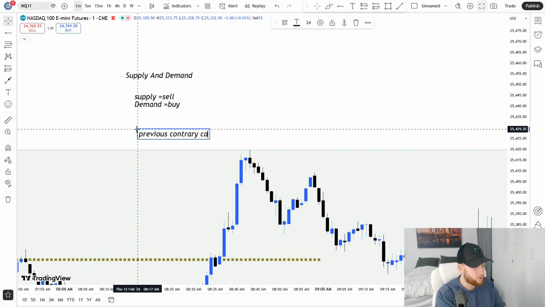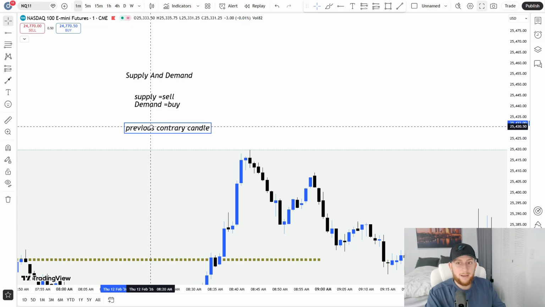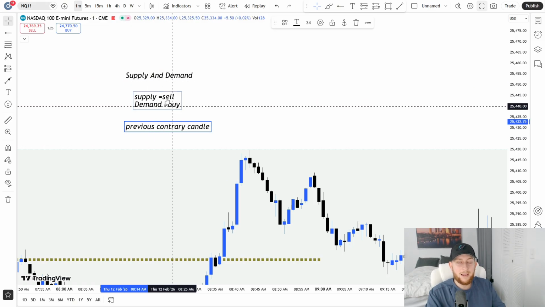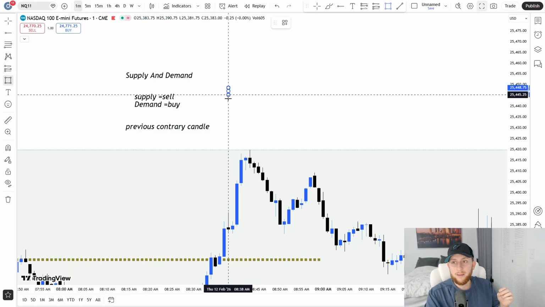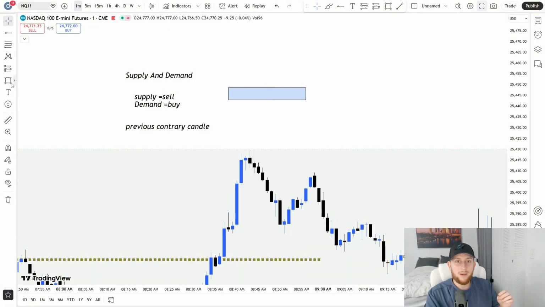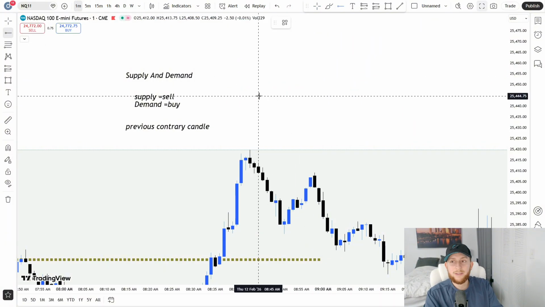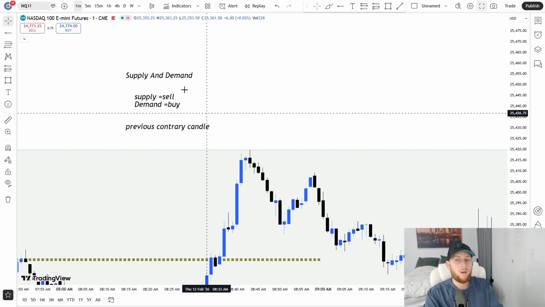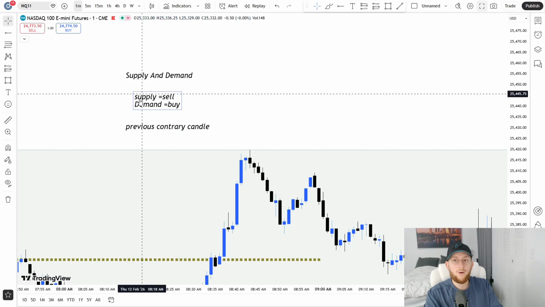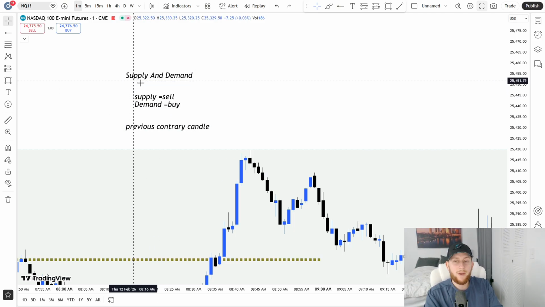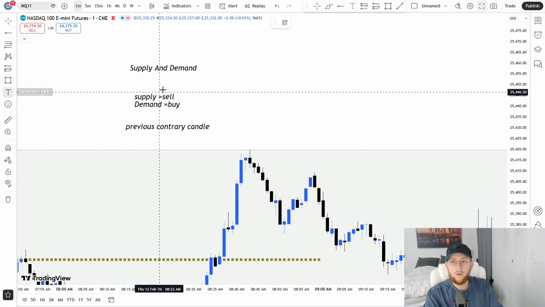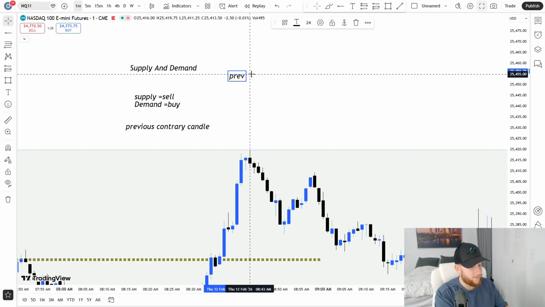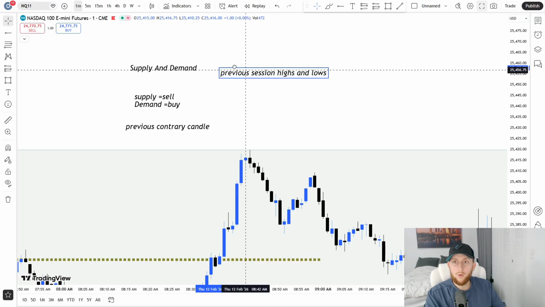So previous contrary candle. That's going to be that main candle that we're looking for, because supply and demand levels we mark out. Now, a lot of people mark these levels out by using the rectangle. That is not how we're going to be marking this out. I mark my supply and demand levels out by using lines like this. So previous contrary candles, the candle we're going to be looking for, supply we sell from, demand we buy from, and the strategy is called supply and demand. And then one other thing we'll get into is previous session highs and lows. That's going to be important as well.